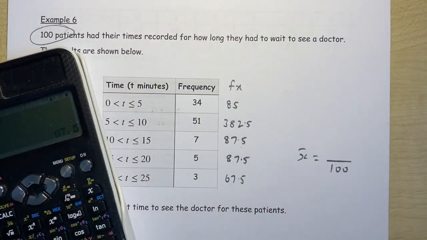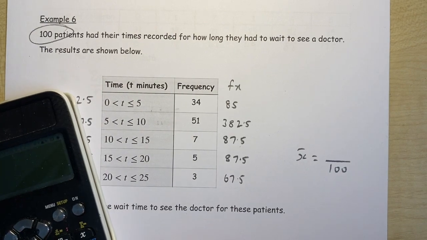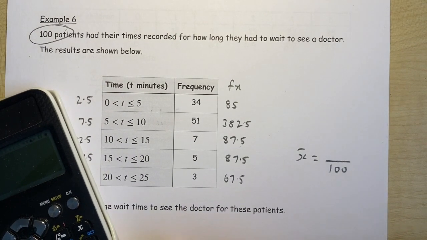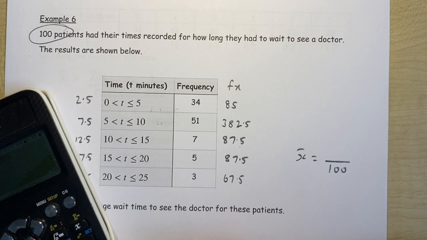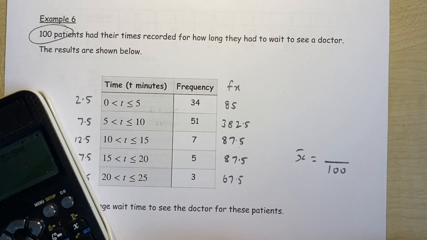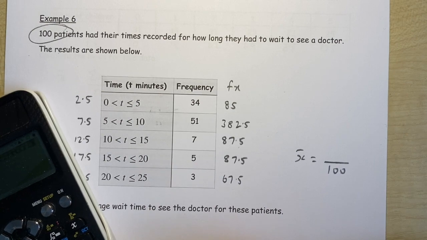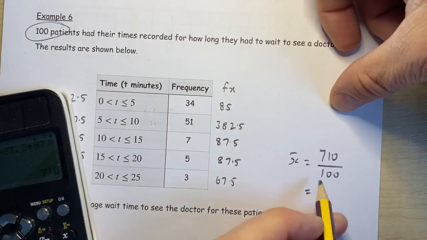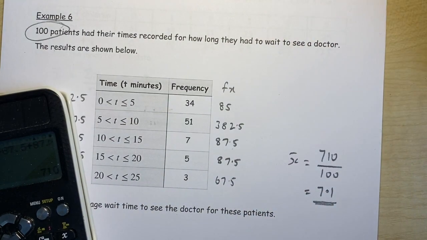And if I add that lot together, we will have what we guess, a reasonably good guess, is our total number of minutes waited. So 85 added to the 382.5, added to the 87.5, added to the 87.5, added to the 67.5. Comes out as 710. So when divided by 100, we get an average of 7.1 minutes.